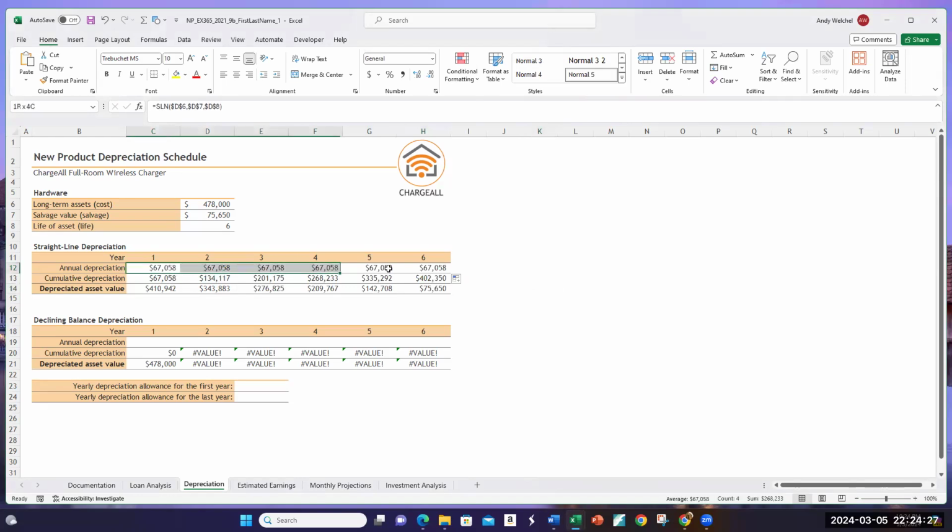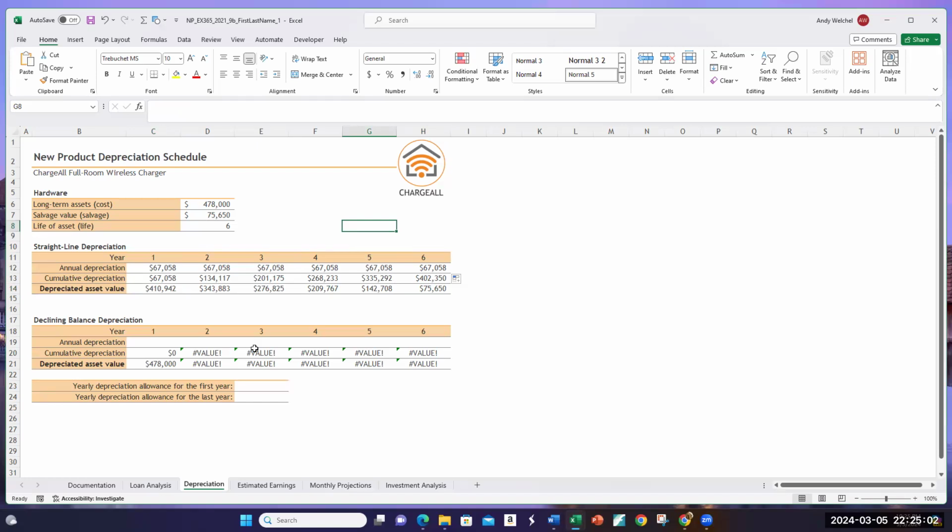It's the same every year because it's a straight line. And this is accumulating your depreciation. So at the end of 6 years, we have total depreciation of 402,350. And the book value has gone from 410,942 down to 75,650, which is the salvage value. So this is looking good. This is working. Okay, that is step 6.